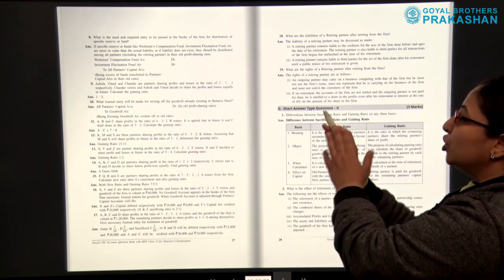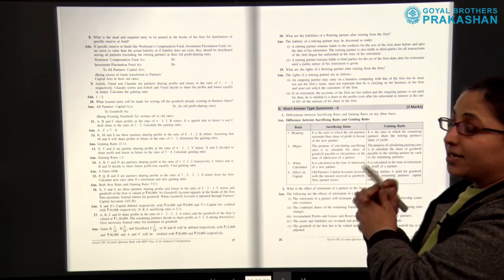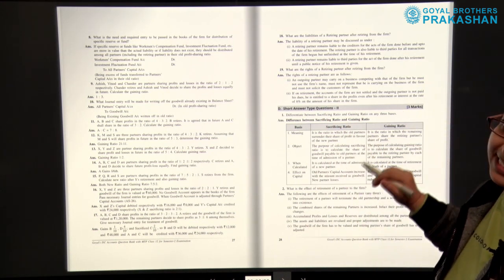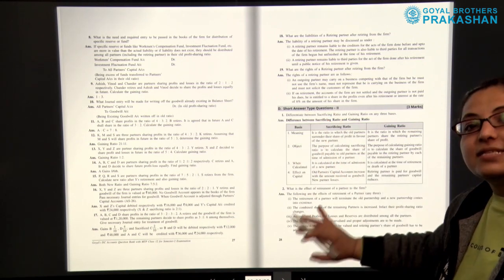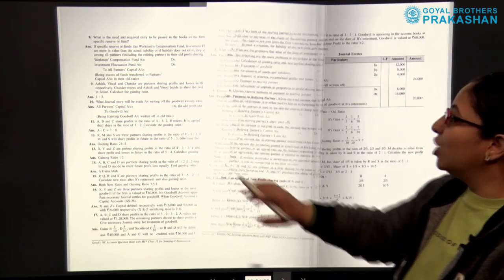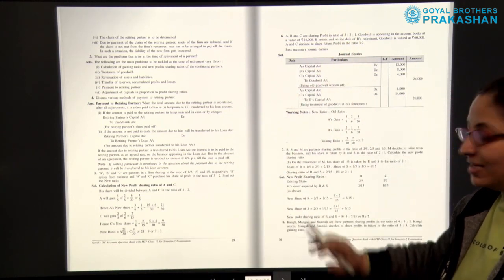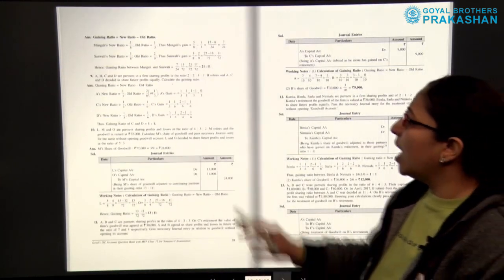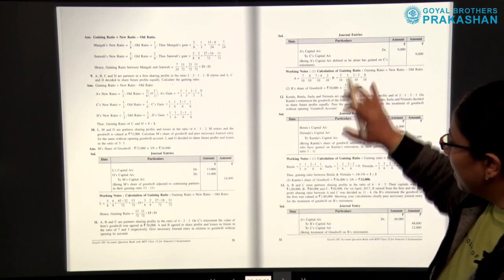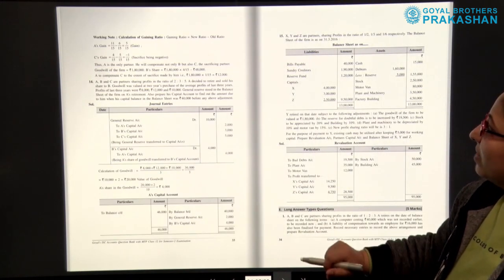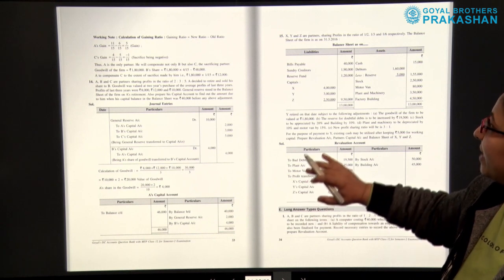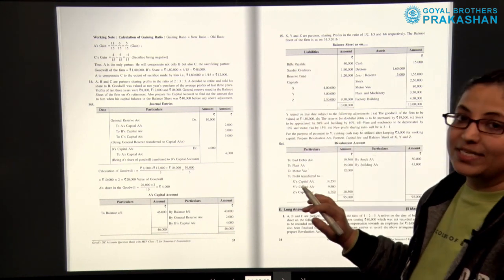After that, we have short answer type questions second part, which is for 3 marks each. You can see the answers again are provided along with the questions. So you can see these are all 3 marks type questions along with the solutions. These are all 3 marks. Now there are 15 3 marks type questions.